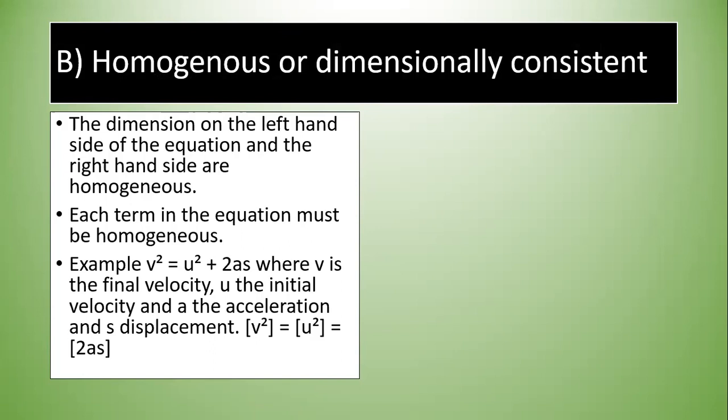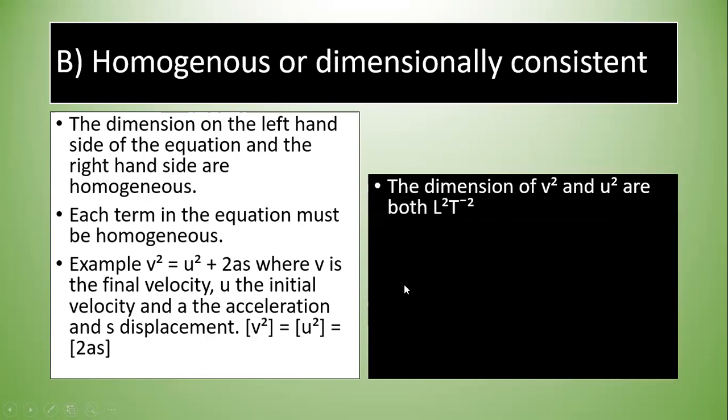For example, that's your equation. v squared must have the same unit or dimension as u squared and 2as. That's what I mean by homogeneous: same unit or same dimension. The dimension of u squared and v squared is L squared T minus 2. 2as, same thing: acceleration is L T minus 2, s is L. So you can see they are the same. They must have the same unit or dimension.